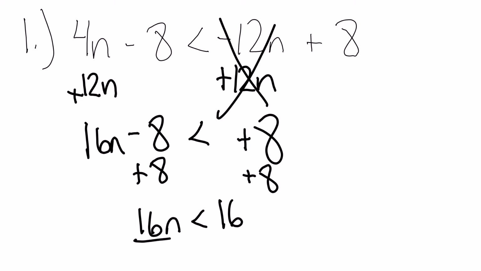16n means 16 times n, so it's multiplication. To get rid of multiplication, you divide. So your final answer is n is less than 1. The only other thing you need to do is graph it.